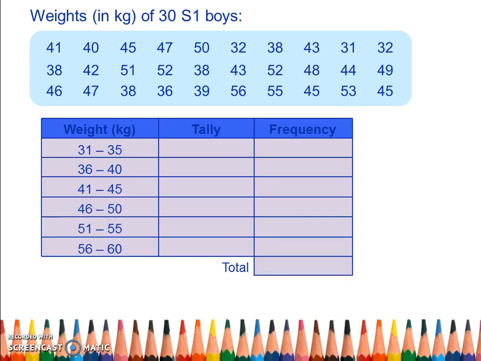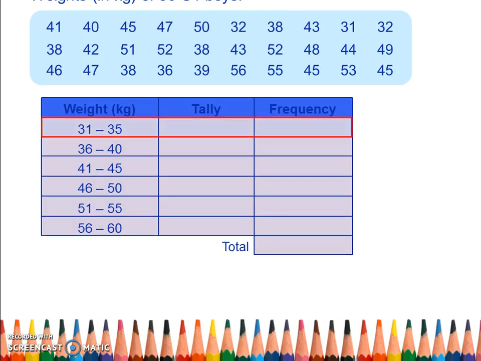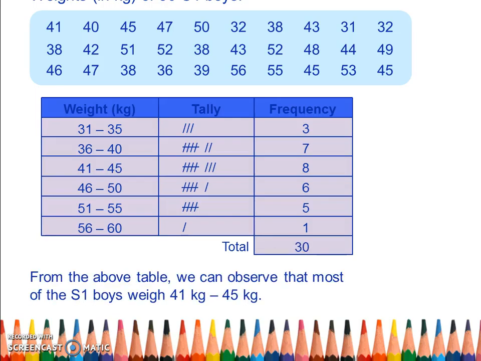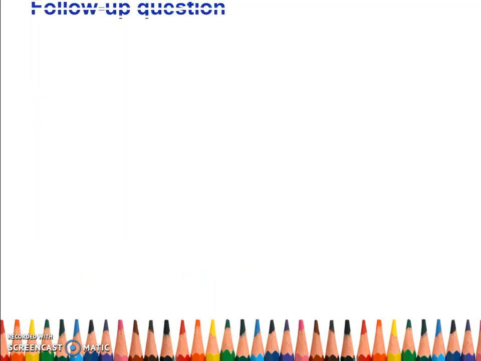Okay, we will use a group range of 5. That means 31 to 35, 36 to 40, and so on. So we make 6 groups out of them. So we find each group. Okay, this group will be 3 tallies and the frequency is 3. This group will be 7. Okay, and so on. After that, we can find the total should be 30. Okay, so we can observe that most of the Form 1 boys weigh 41 kg to 45 kg.